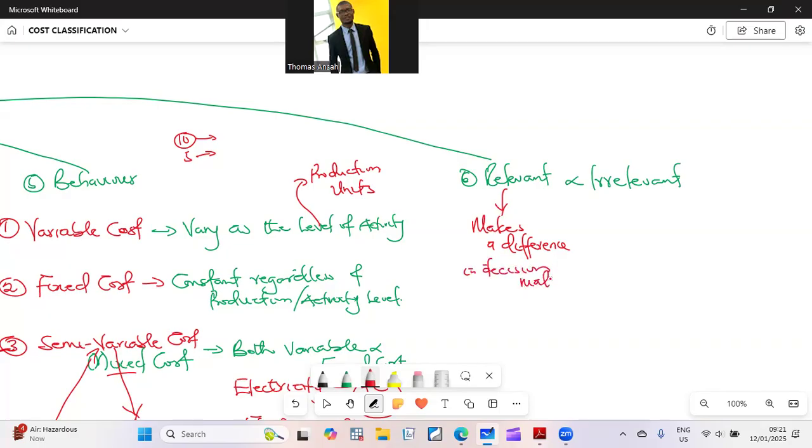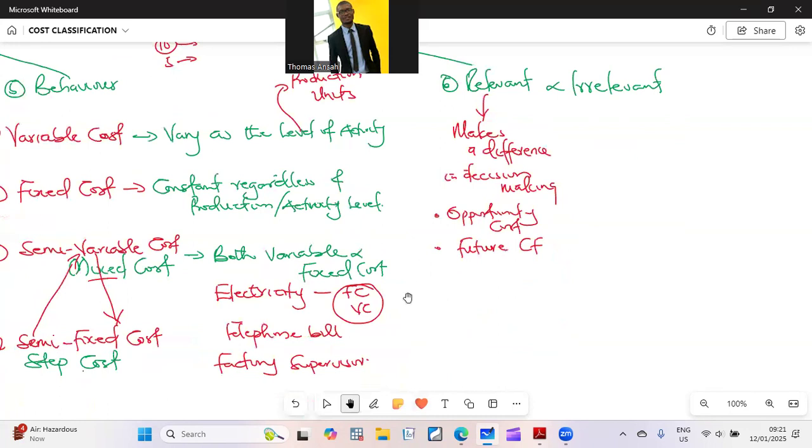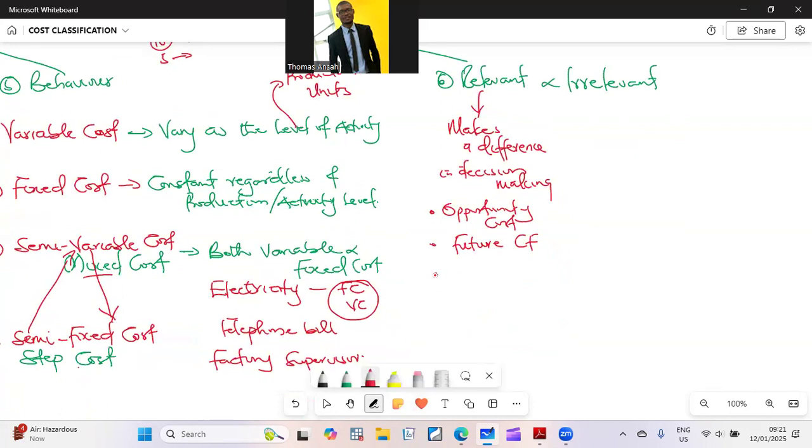You will later learn in the part of the course that these are opportunity costs. They are futuristic in nature. They are future cash flows. All right. They are relevant to decision making. They are incremental. We will learn them later, so no need to worry. All right, so that is that.